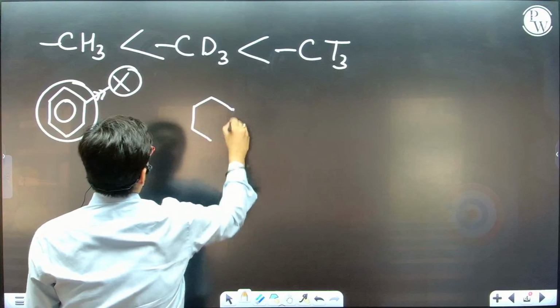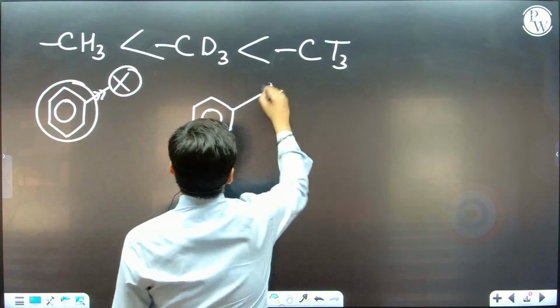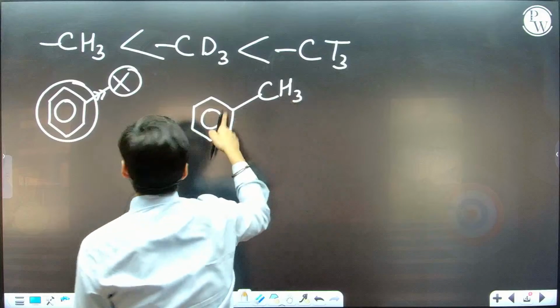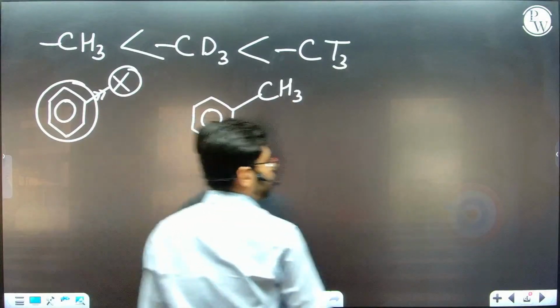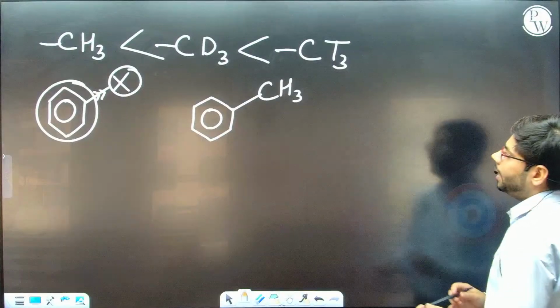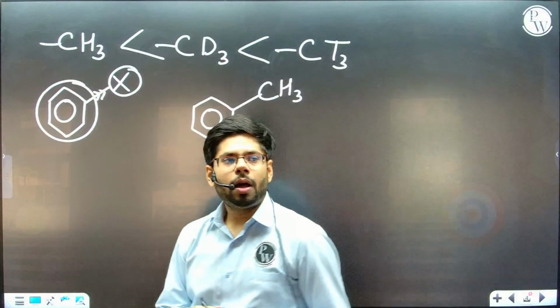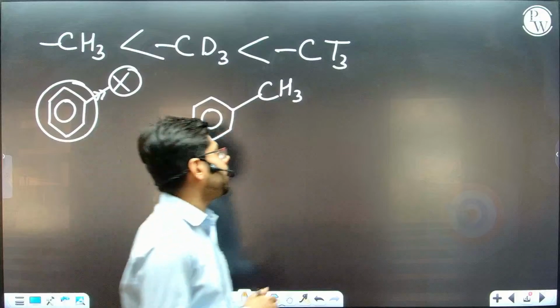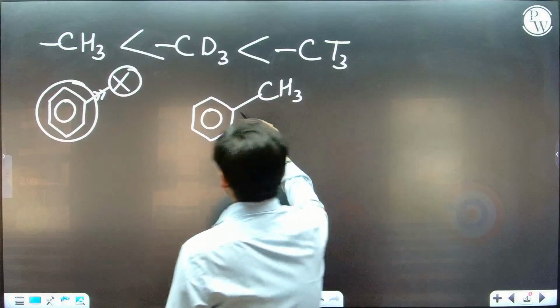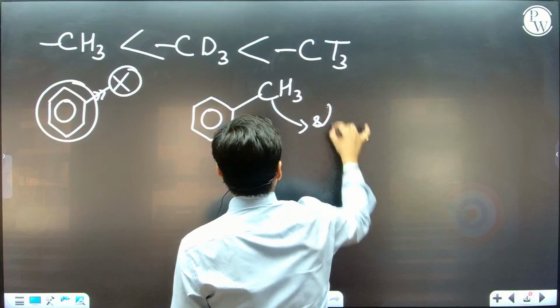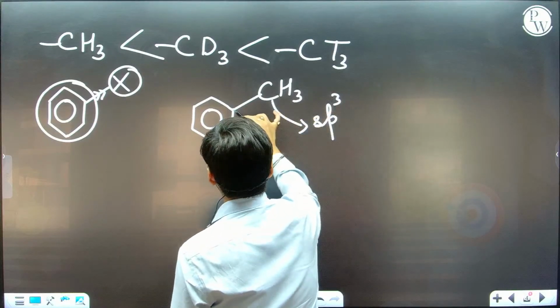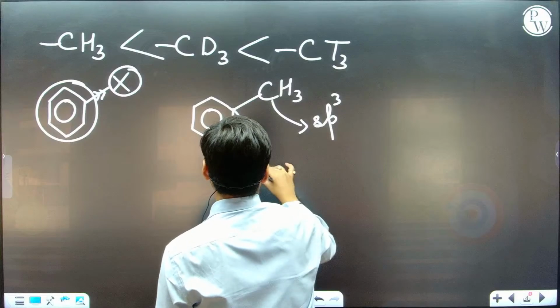Now let's take another case. Again we have a phenyl ring here. If I ask you what effect is being shown by phenyl ring here, plus I or minus I, then what will we say? So plus I minus I will depend on the electronegativities of the groups. Now this is a carbon atom, this is also a carbon atom. This carbon atom is sp3 hybridized, this carbon atom is sp2 hybridized.